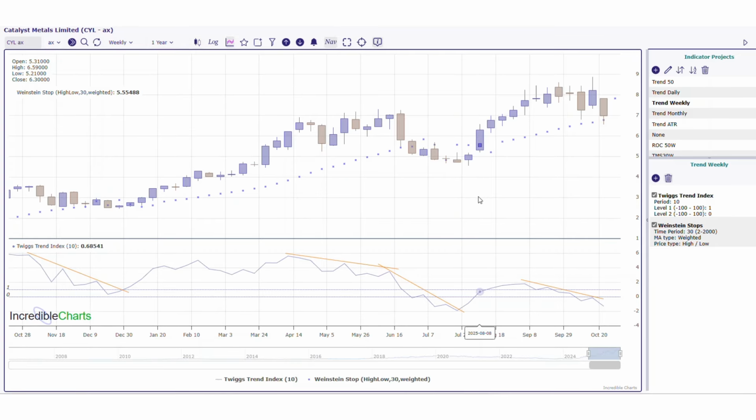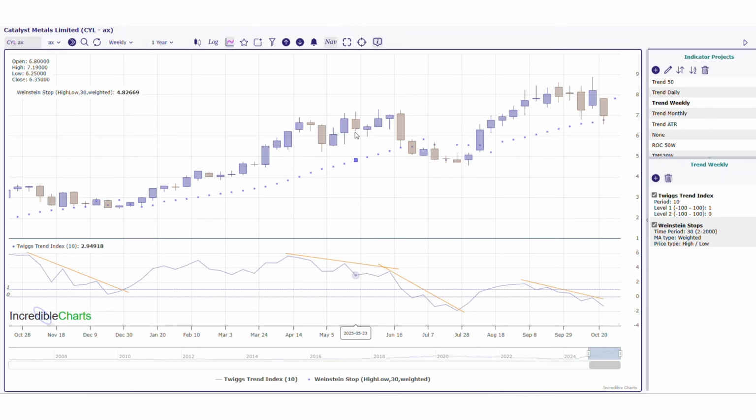This is a quick introduction to a new indicator on Incredible Charts. Weinstein Stops are based on the concept from Stan Weinstein's book, Secrets for Profiting in Bull and Bear Markets, which was published about 20 years ago. Now, Stan Weinstein used a 150-day weighted moving average and suggested that the stops be moved up every time a new trough forms in an uptrend.